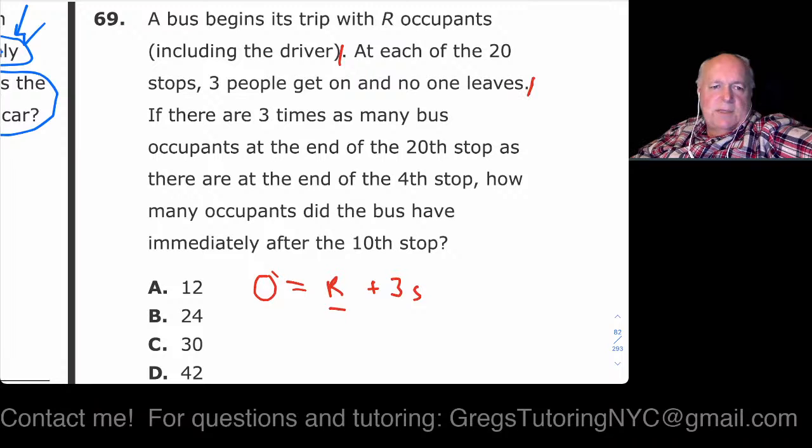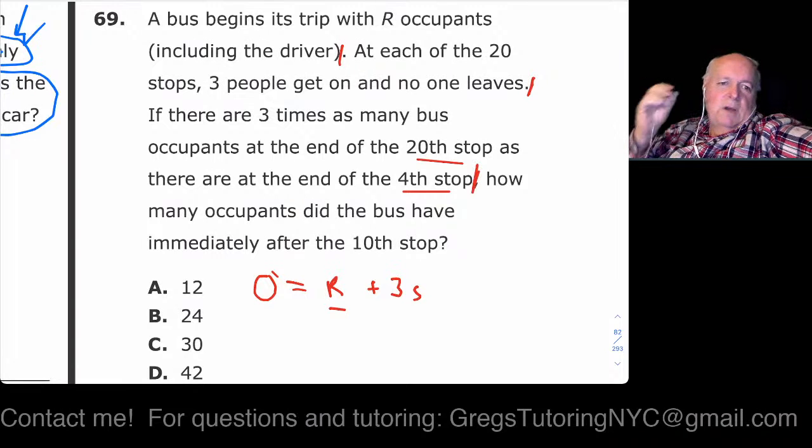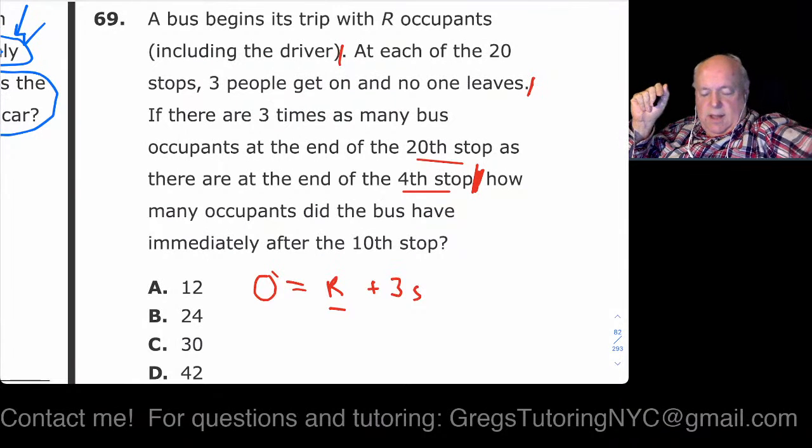If there are 3 times as many bus occupants at the end of the 20th stop as there are at the end of the 4th stop, how many occupants did the bus have immediately after the 10th stop? From this point, I'm going to draw this line here. We need to figure out what R is, the original number of occupants. And once we've done that, then we can see how many the 10th stop would be.